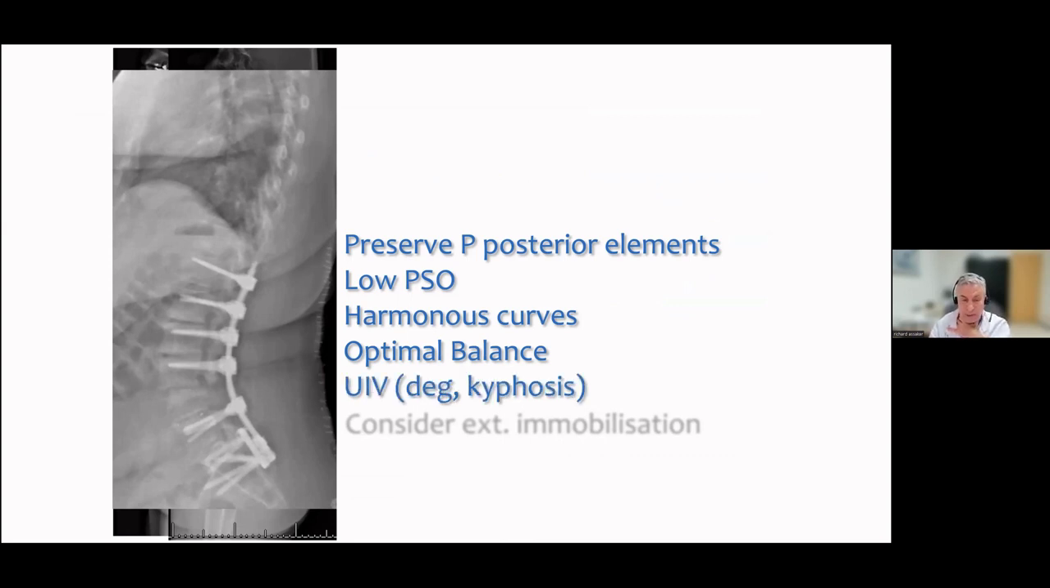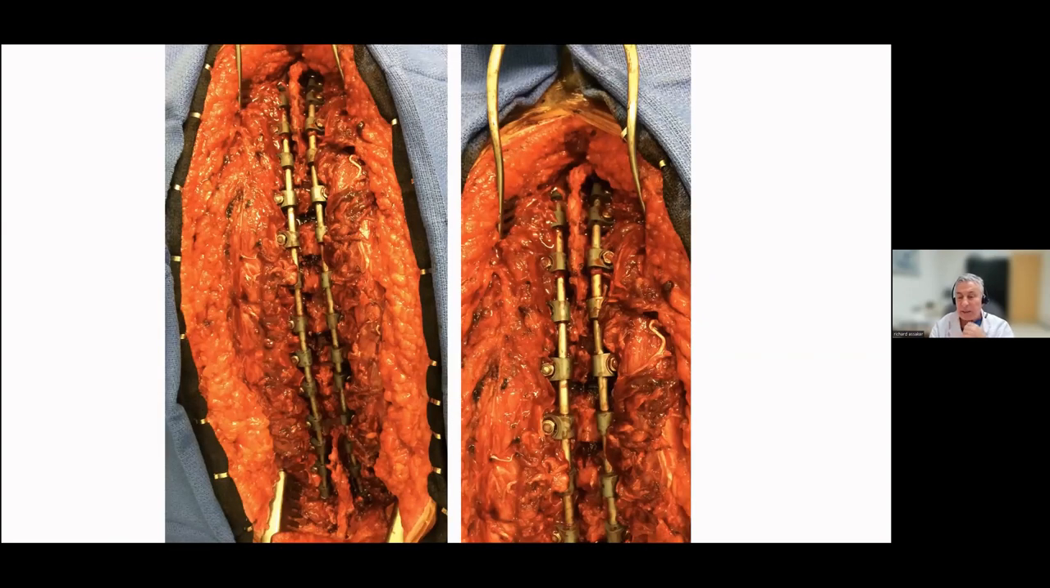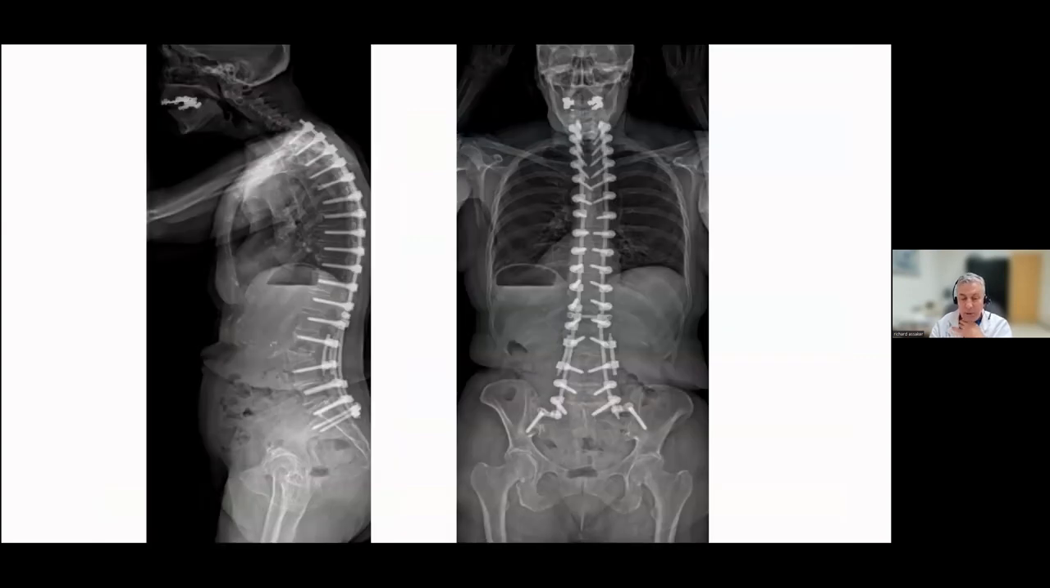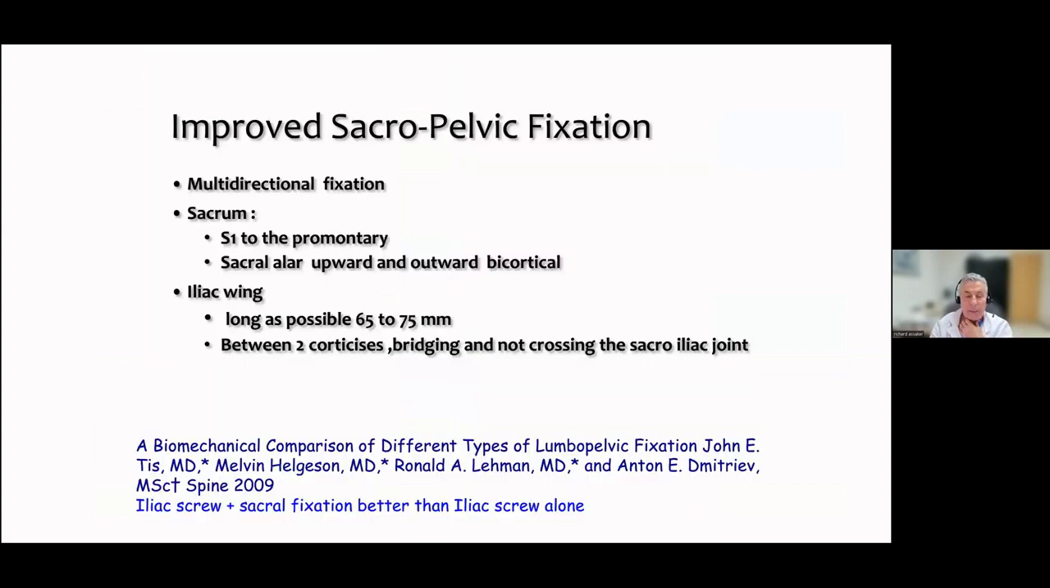Of course, we should not stop on the degenerated level or on the kyphotic region, and we could consider from time to time external immobilization. You can see here that the cranial part and the caudal part of the instrumentation, we did not take the spinous process, and we did not take the supraligamentous complex. Here is a Parkinson patient. In this situation, we use double rods, and we isolate the site of osteotomy by a short construct, and we bridge it with the long construct above.